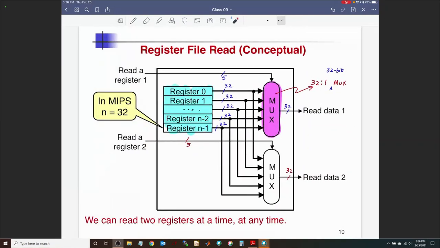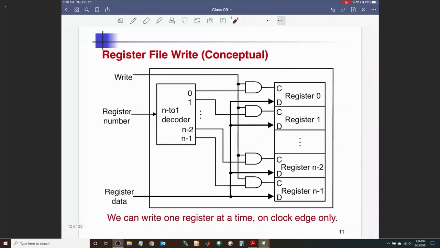Also, because we are reading, we can read multiple registers at the same time, and that's what would happen. So you're doing things in parallel, 2 registers at a time, at any time. Next. How about write? Things are going to be slightly different.